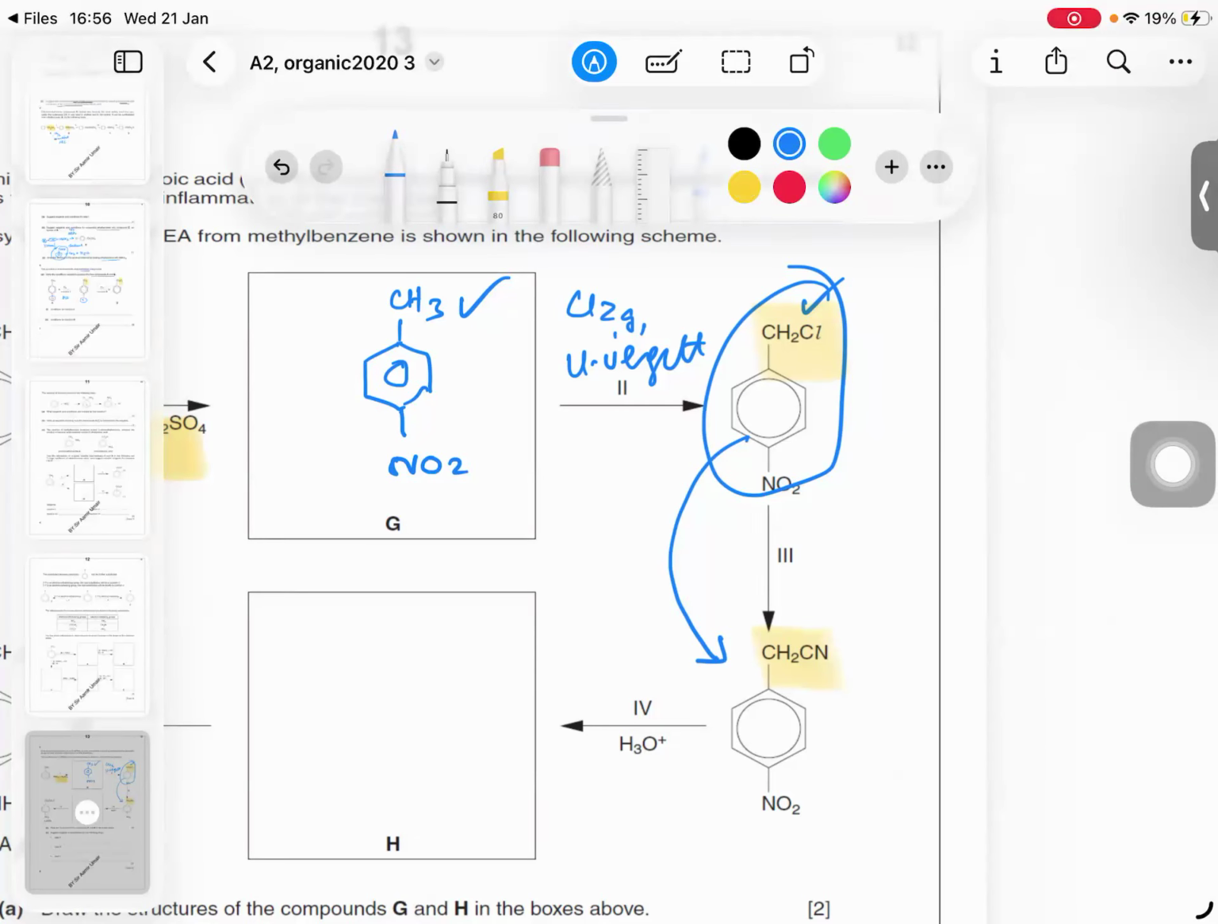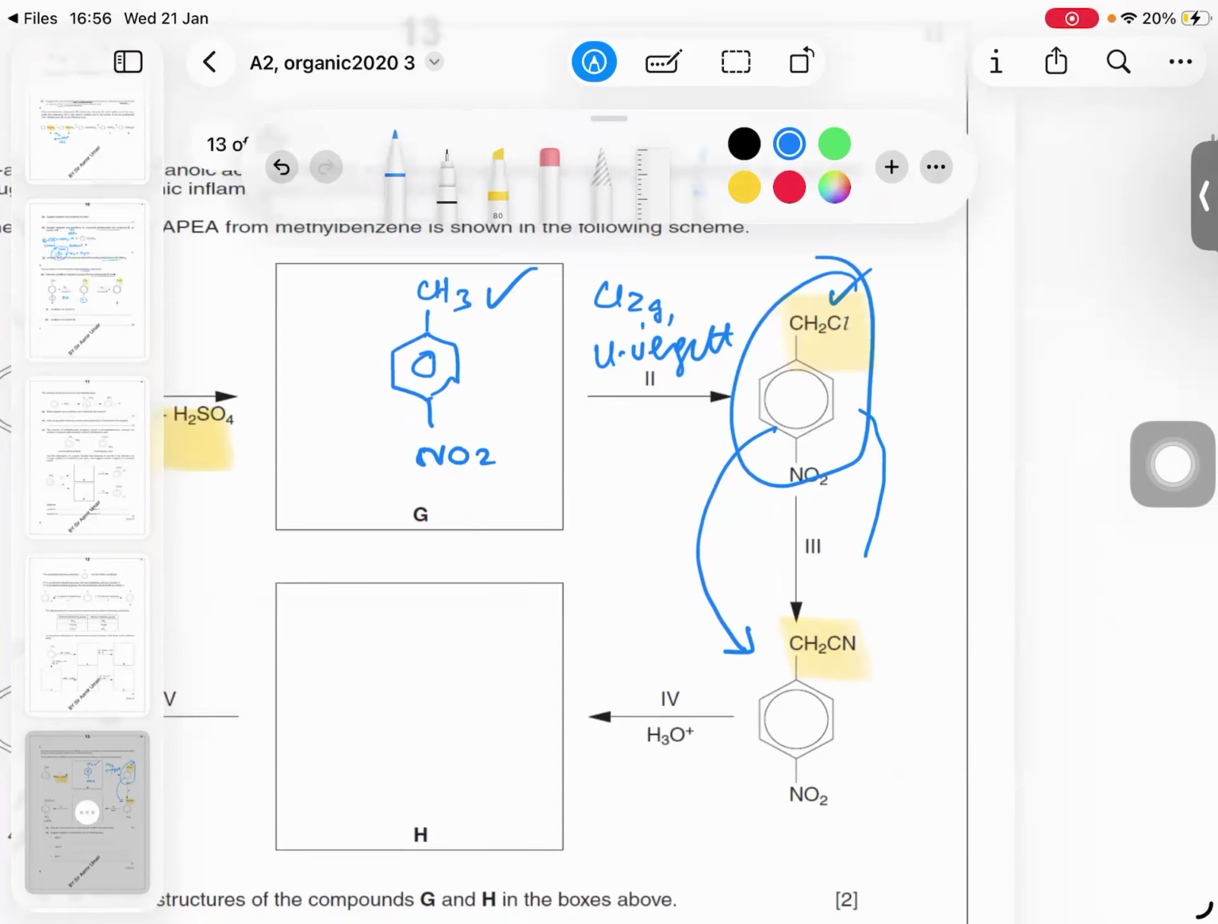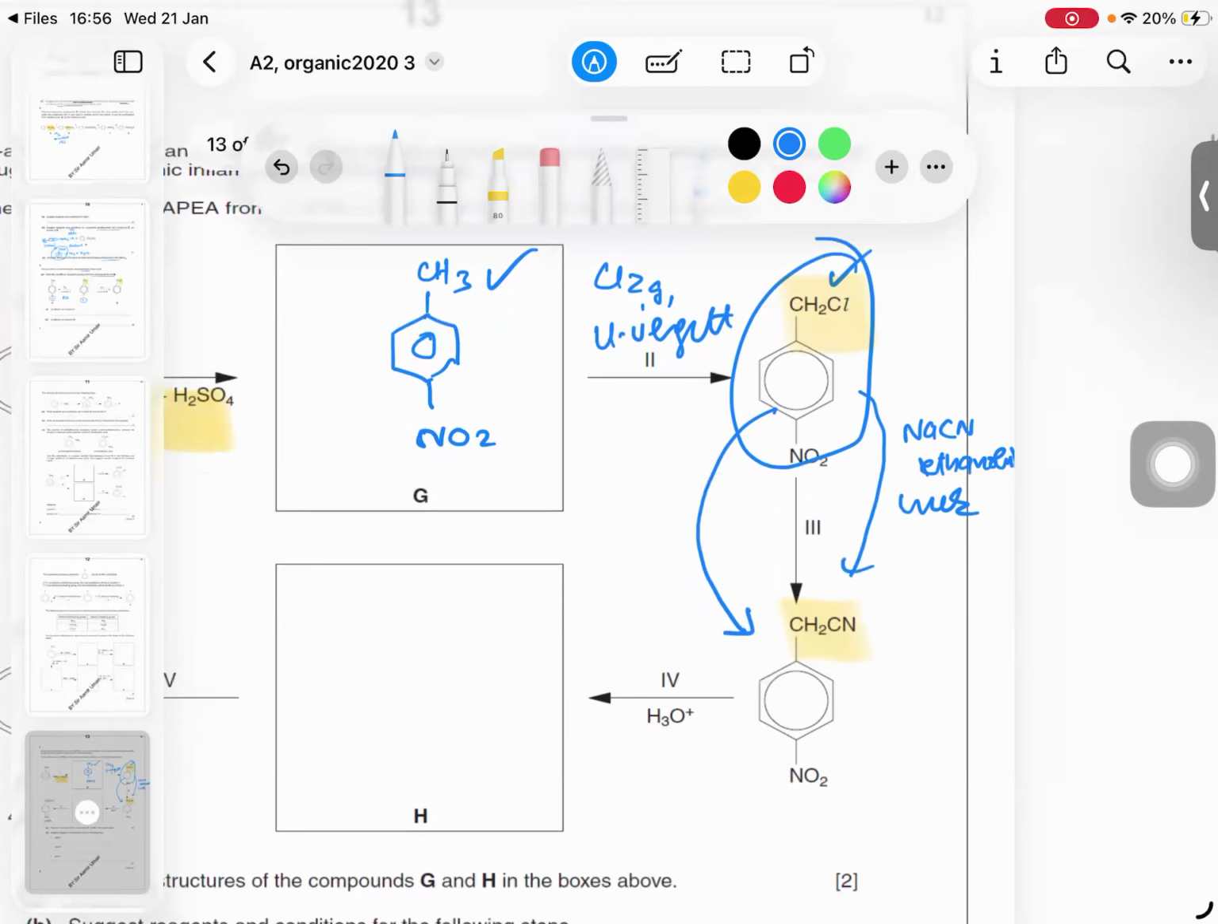So it's a reaction of haloalkane, which we did in AS. So for that matter, we need NaCN, ethanolic, and heat under reflux. Okay? Or KCN ethanolic and heat under reflux.